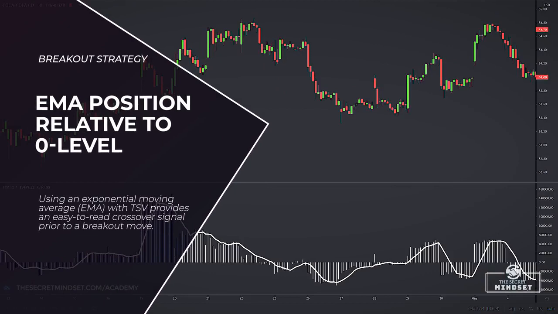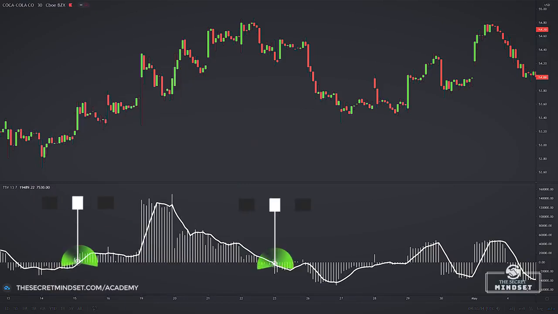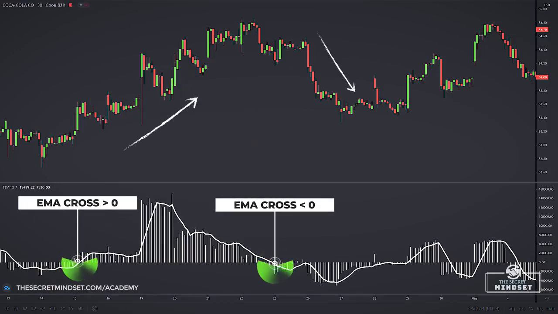Using an exponential moving average with the TSV provides an easy-to-read crossover signal prior to a breakout move. This is a huge advantage for technical traders, especially during choppy sideways markets. Being able to see the breakout crossover signal on the TSV will allow you to get in ahead of the breakout. When the moving average is above the center line, this is a sign of accumulation, and below the center line, a sign of distribution.